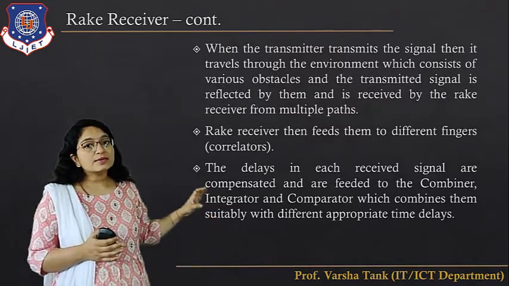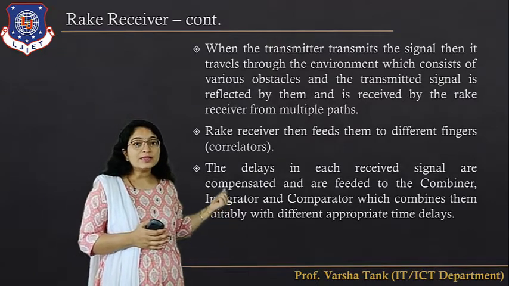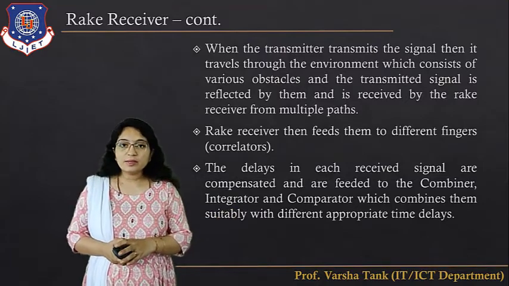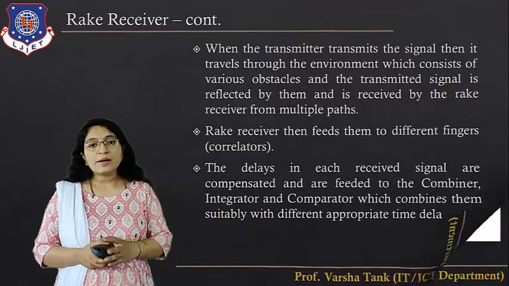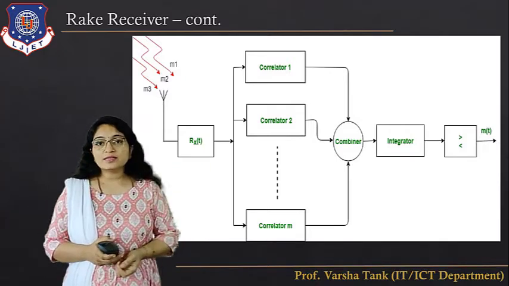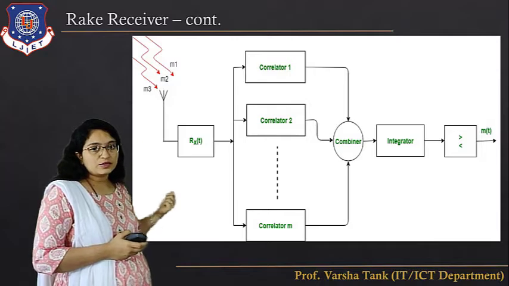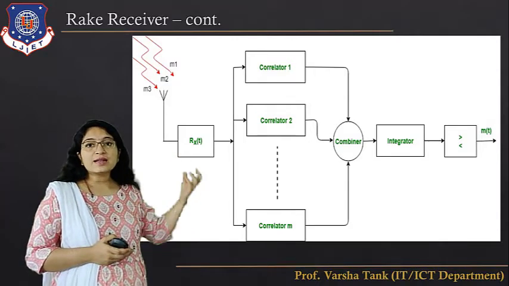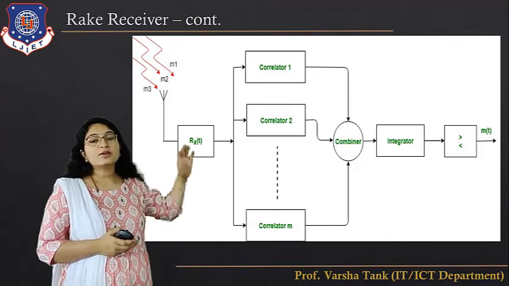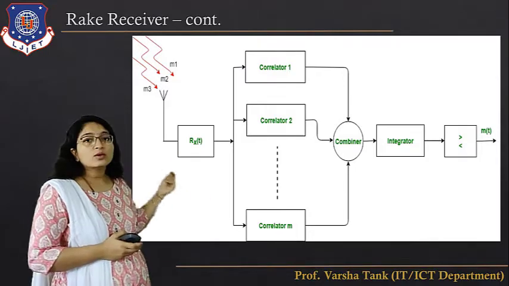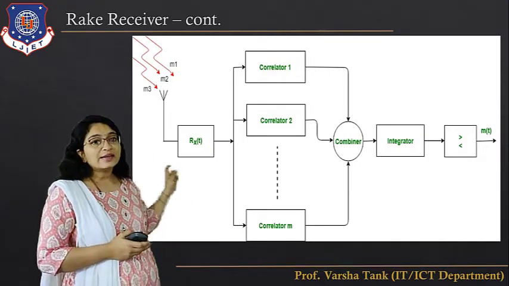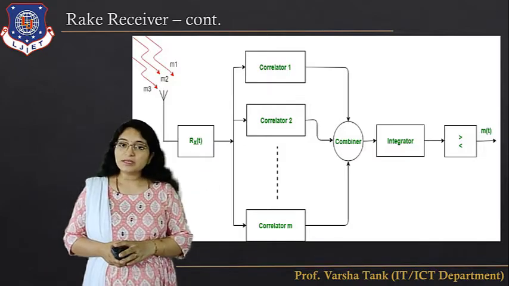So the work of the rake receiver is to feed the signals to the combiner, that is the integrator and comparator, which combines them suitably with appropriate time delays. Here you can see the task of the rake receiver defined in this figure. The rake receiver collects the signals from the different paths and gives them to the correlators, and the correlators give the signals to the combiner, the integrator, and then the signals are received by the receiver.